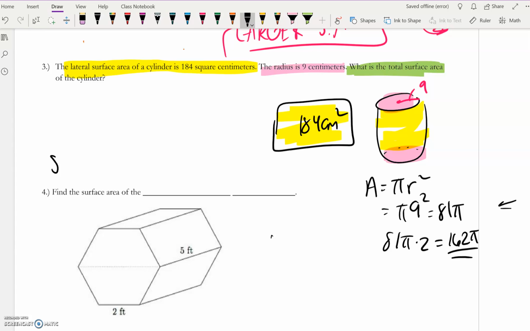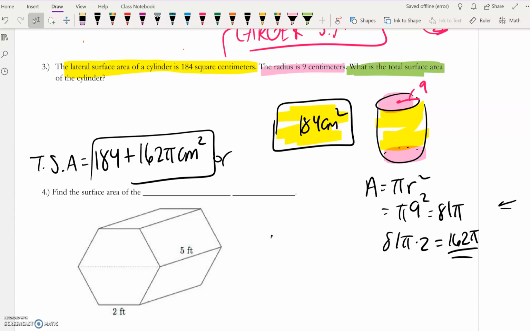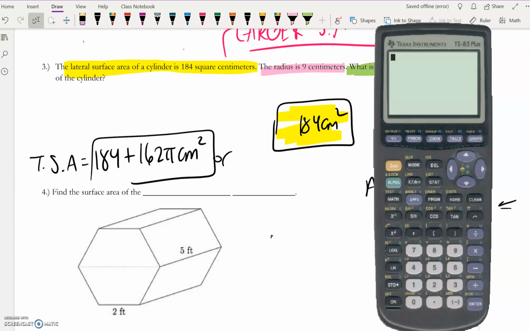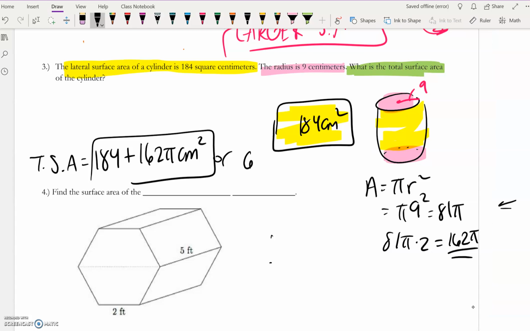So my final answer for total surface area, TSA, is equal to 184, I'm going to write it like this, plus 162 pi centimeters squared. Or if you would like to do it with a decimal form, 162 times second, pi button's over here where the arrow is on the side. So that's 162 times pi, plus 184. Looks like it's 692.94 centimeters squared.